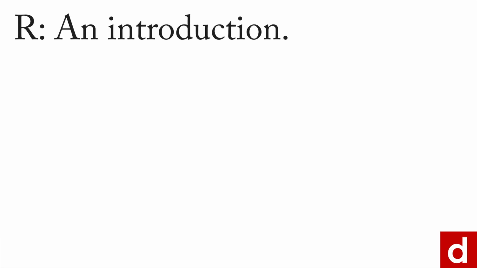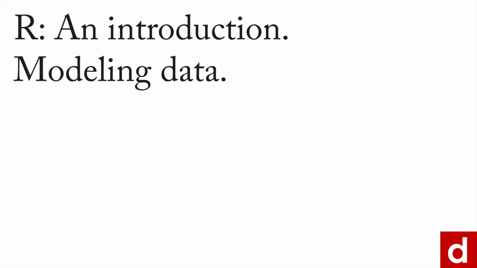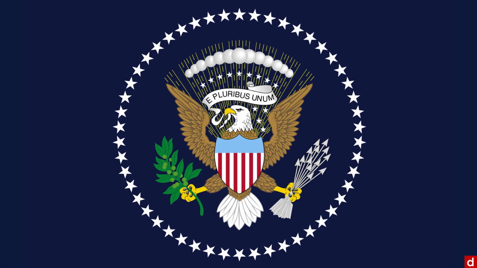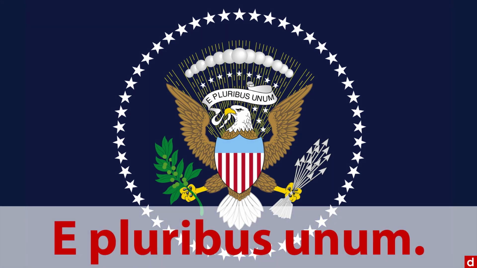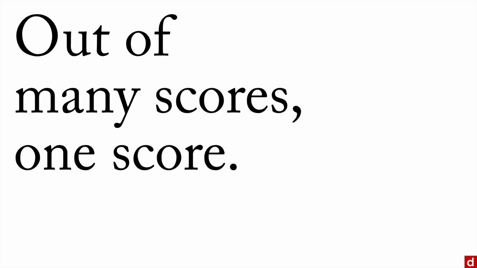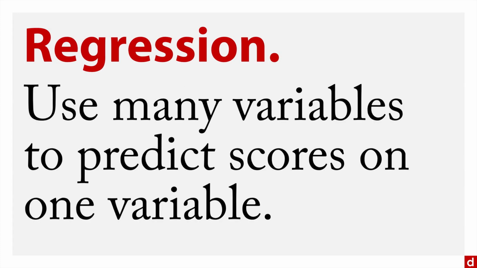Let's finish our very short introduction to modeling data in R with a brief discussion of regression, probably one of the most common and powerful methods for analyzing data. I like to think of it as the analytical version of e pluribus unum, that is, out of many, one, or in the data science sense, out of many variables, one variable. Or to put it one more way, out of many scores, one score. The idea with regression is that you use many different variables simultaneously to predict scores on one particular outcome variable.